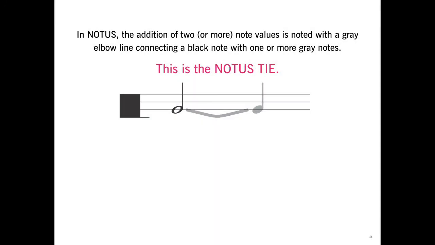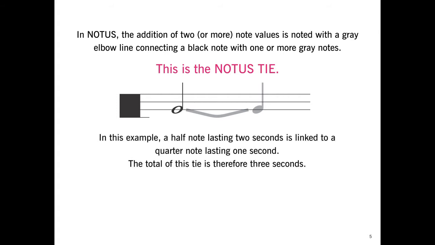In NOTUS, the addition of 2 or more note values is noted with a gray elbow line, connecting a black note with 1 or more gray notes. This is the NOTUS tie. In this example, a half note lasting 2 seconds is linked to a quarter note lasting 1 second. The total of this tie is therefore 3 seconds.